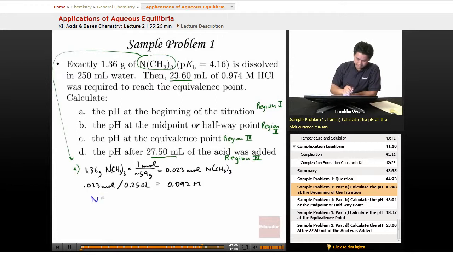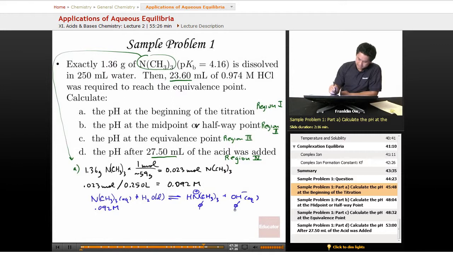Okay, let's go ahead and write out the equilibrium then. So trimethylamine aqueous plus H2O liquid goes on to form HN(CH3)3 plus and hydroxide aqueous. Let's go ahead and plug in all our values. So that's 0.092 molar and 0 and 0, minus x, plus x, and plus x. This is going to be 0.092 minus x, x, and x.